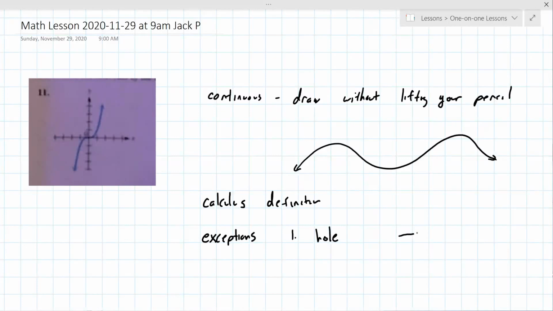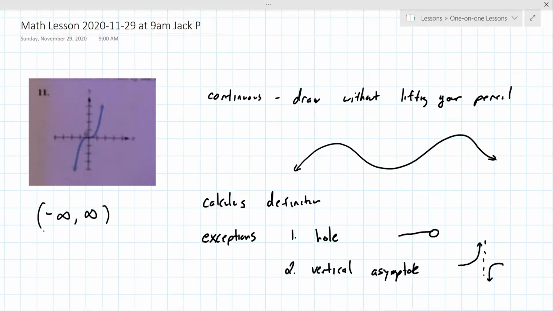So literally, the function comes to a place, and then there's an open bubble. The second is a vertical asymptote, not a horizontal, but a vertical asymptote. This is where the graph is coming up and it goes like that, and then there's something like that. That's the vertical asymptote. So one way to look at it is, do you have any of these exceptions? Like in this problem, there are no exceptions as far as I can see. So this one is continuous over the entire domain of the function, which is minus infinity to infinity. Okay.